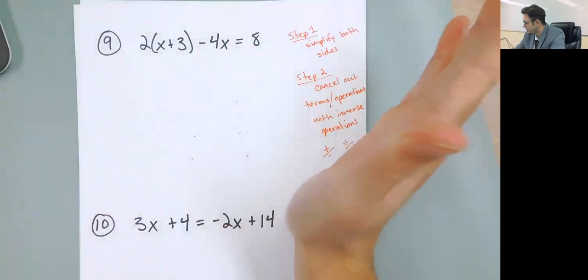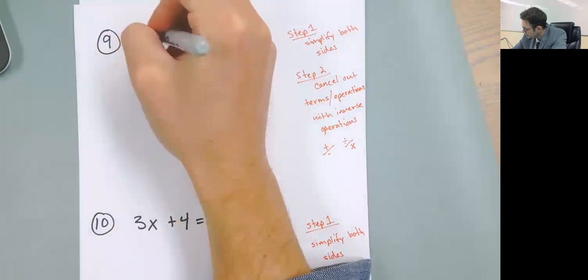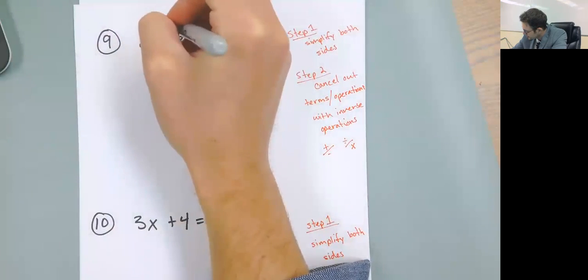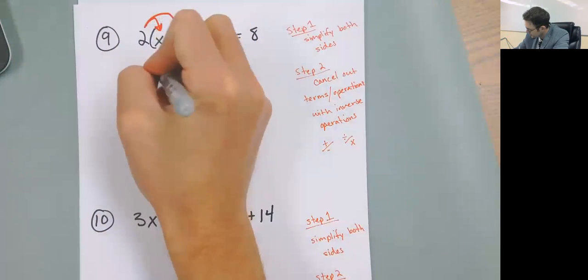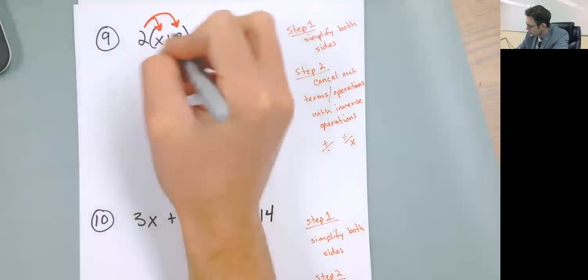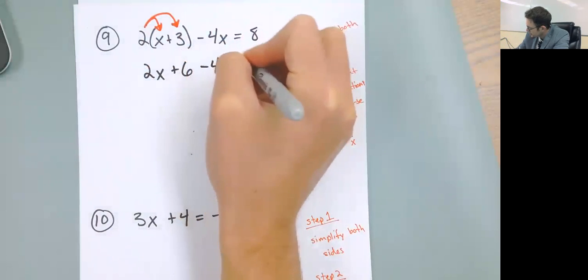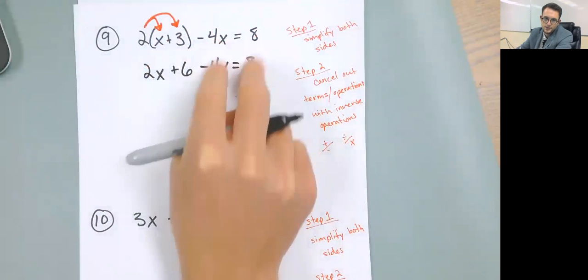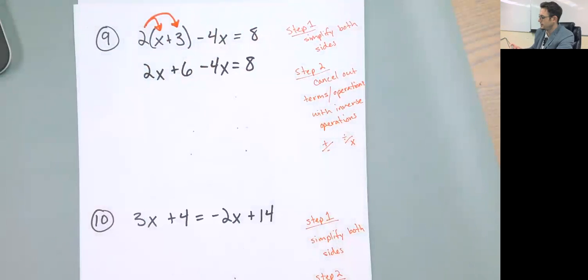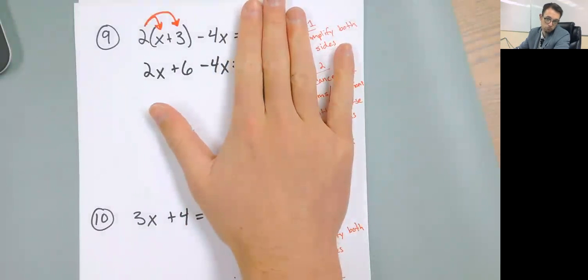So let's simplify it. The first thing I see is I'm going to have to distribute. So I'm going to get 2x. 2 times x is 2x. 2 times 3 is positive 6. And then negative 4x equals 8. The things that you don't do math with, you just drop them down. I didn't do any math with these, so I just dropped them down. Is that more simplified? Yes. Is it totally simplified? No.